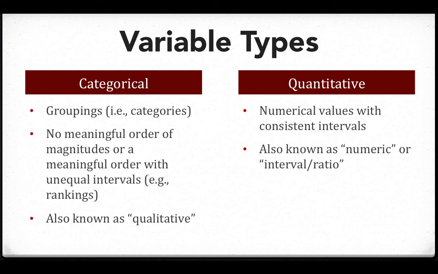Categorical variables have groupings, in other words, categories. They have no meaningful order of magnitudes or a meaningful order with unequal intervals, such as rankings. These are also known as qualitative variables. Quantitative variables have numerical values with consistent intervals. They're also known as numeric or interval ratio level variables.